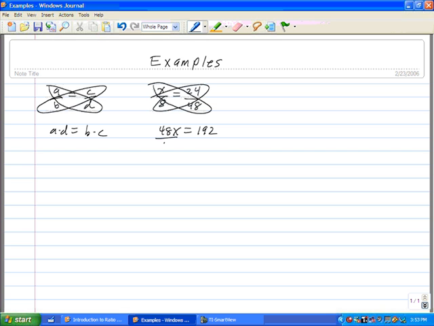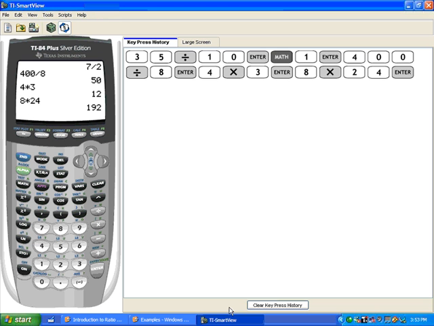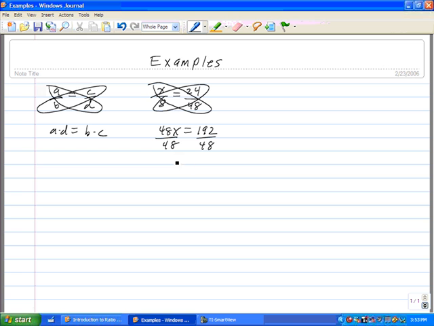The last step is always to divide away whatever coefficient the variable has. So when we divide by 48, go ahead and just hit divided by 48. That turns into a 4. So our x in this case is 4. So our cross multiplication has solved that for us. And it doesn't matter whether the variable is on the top or the bottom. Numerator, denominator, left-hand side, right-hand side, the procedure always works exactly the same way.